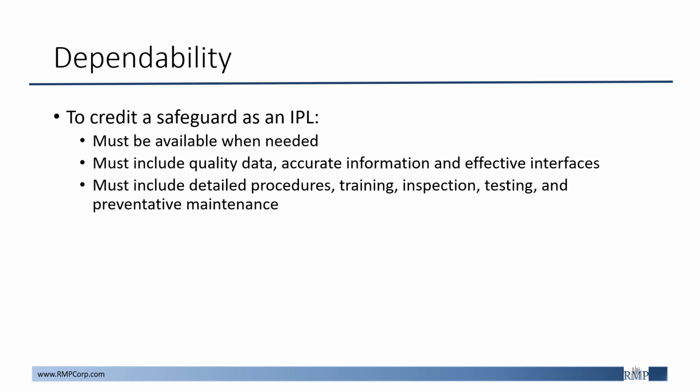Dependability is also an important quality to consider for an IPL because it must be available to provide its intended protection when needed. So one way that we like to ensure this is to include quality data that is backed by recommended manufacturer maintenance or operating procedures. This includes the need for operating procedures to be up to date and operations and maintenance to be adequately trained for these practices. Finally, thorough and organized inspection, testing, and preventative maintenance records are also important as part of any type of SIL verification, which we'll get into some more details in the next slide.